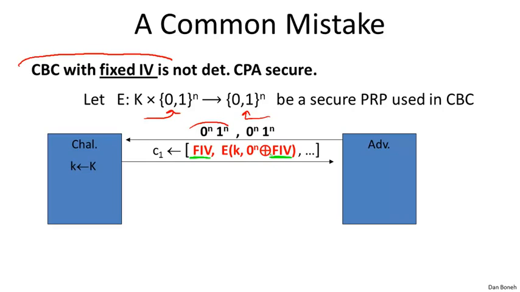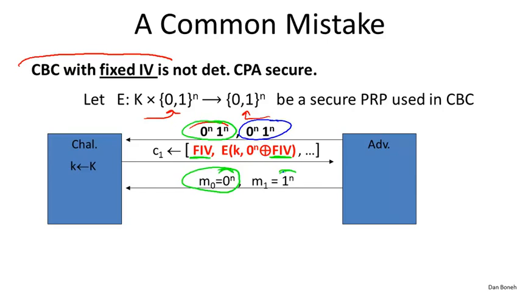So the second block of the ciphertext is simply going to be the encryption of this fixed IV. Next, the adversary is going to output 2 messages that are a single block. The message on the left is going to be the all zeros block, and the message on the right is going to be the all ones block. Observe that this is a valid query because the messages on the left are all distinct, and the messages on the right are also all distinct. So these are all valid deterministic CPA queries.